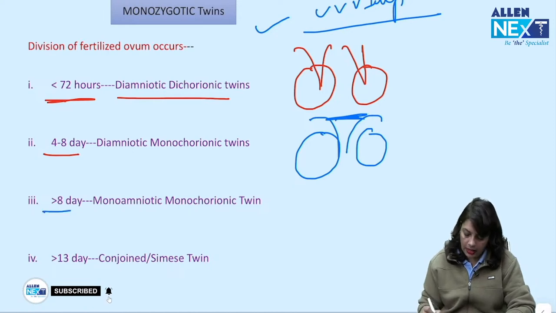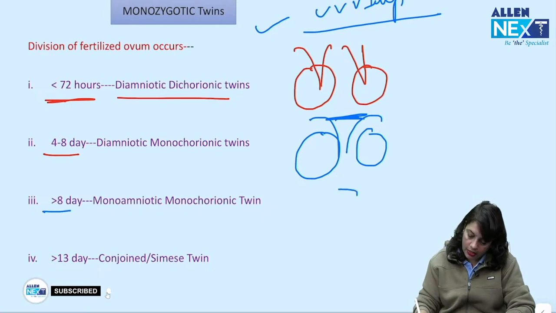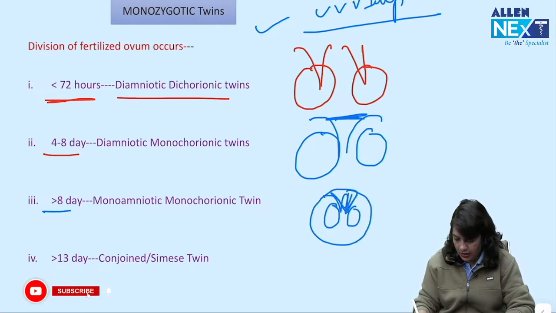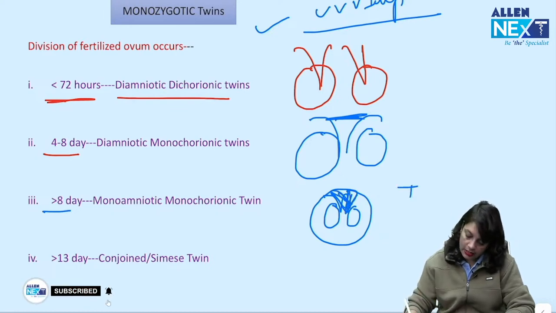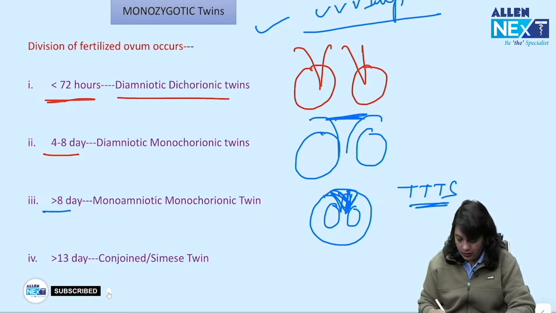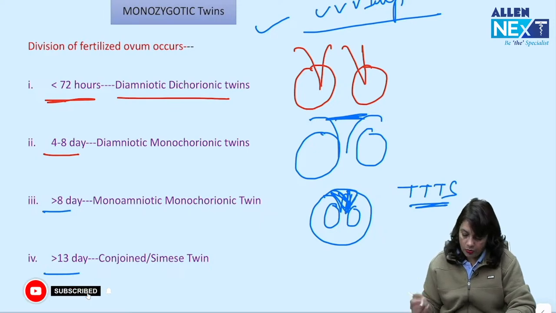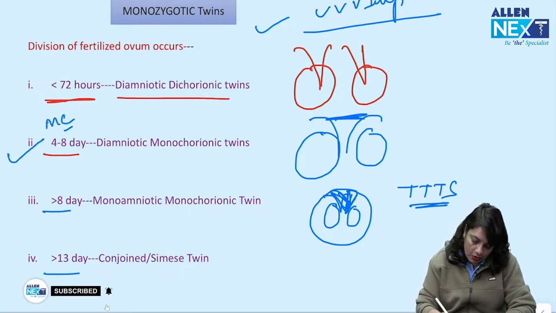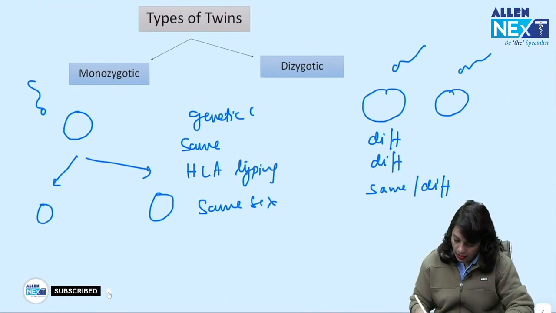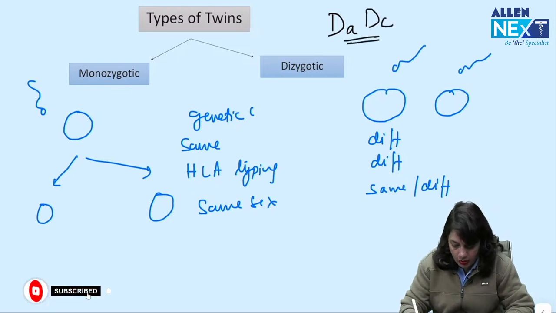If it occurs after the 8th day of fertilization, it is monoamniotic, monochorionic: a single amniotic cavity, two babies developing and sharing a single placenta. So, there is risk of twin transfusion syndrome. After the 13th day of fertilization, conjoined twins. Okay. So, the most common type of monozygotic twins is diamniotic dichorionic, and remember, dizygotic twins are always diamniotic and dichorionic.